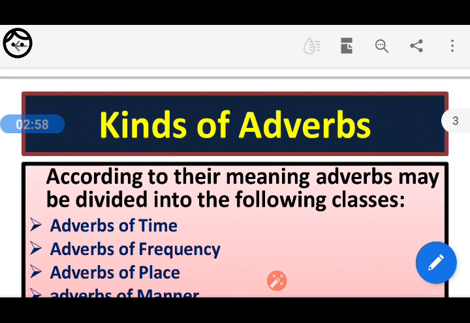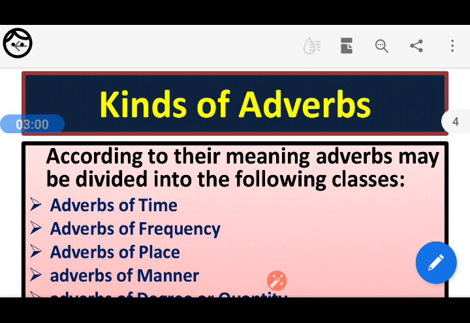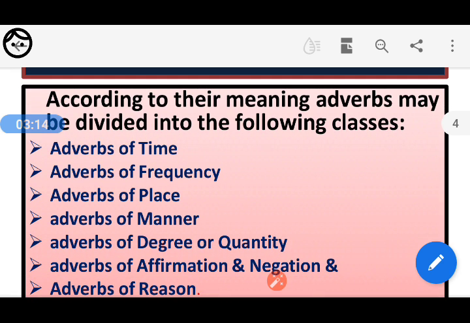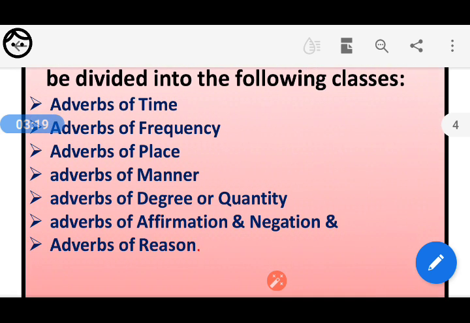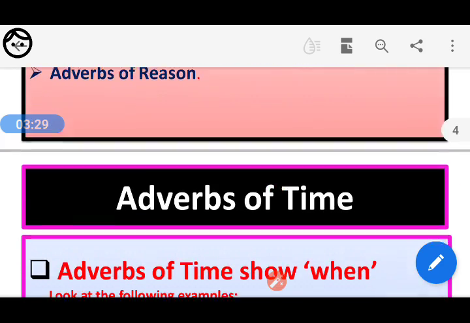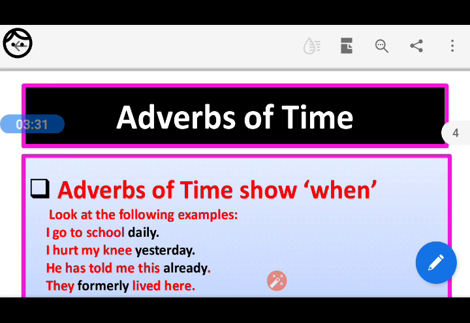Now let us see what the kinds of adverb are. According to their meanings, adverbs may be divided into the following classes: adverbs of time, adverbs of frequency, adverbs of place, adverbs of manner, adverbs of degree or quantity, adverbs of affirmation and negation, and adverbs of reason. So we can see these are almost 7 kinds of adverbs. Now, first of all, let us see what the adverb of time is.